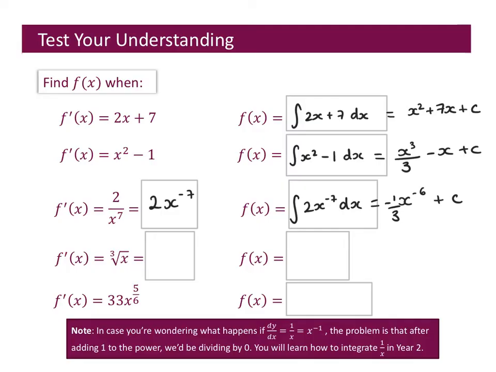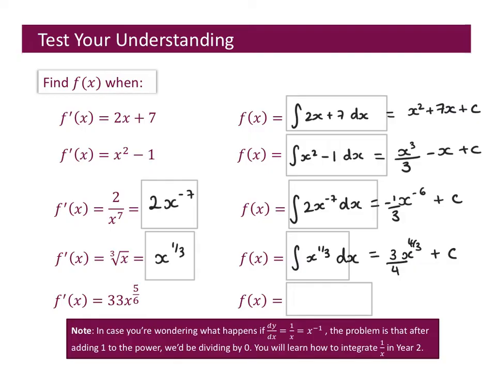plus c. Cubed root of x is the same as writing x to the power of 1 over 3. So we're going to integrate x to the power of 1 over 3 with respect to x. Increase the power by 1, 4 over 3, divide by the new power. 1 divided by 4 over 3 is the same as multiplying by 3 over 4, plus c.